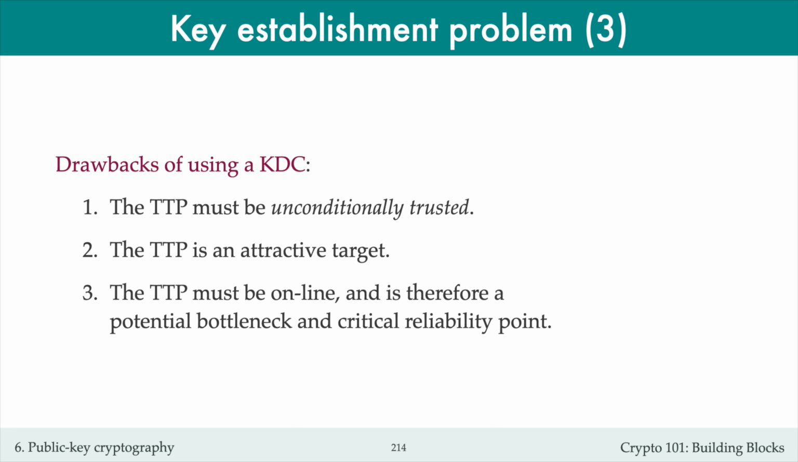There are several drawbacks with this approach. For one, the TTP has to be unconditionally trusted, since it generates all session keys for all pairs of users. Also, it's a very attractive target, because if you were to break into the TTP's computers, then you would learn all the long-term shared secrets, and thus in the future, you would be able to decrypt all the ciphertexts and obtain all the session keys. Thirdly, the TTP is also a critical reliability point. If it ever goes down, then Alice and Bob cannot engage in secure communications.